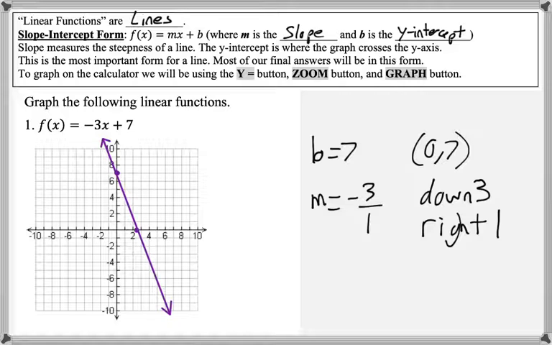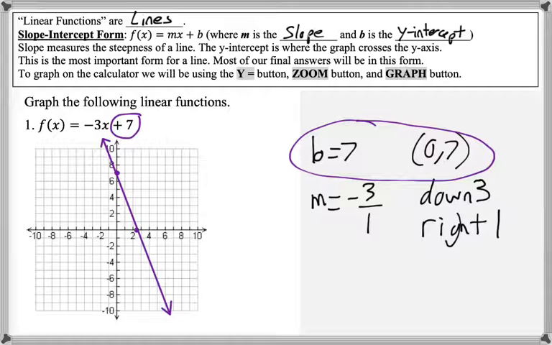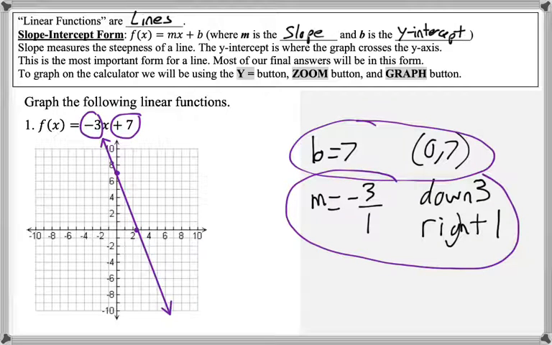And if you did want to graph this by hand, you can always look at the slope-intercept form. So b is 7, which will be our first point, and m is negative 3. So to navigate to the second point, you could go down 3 and to the right 1.